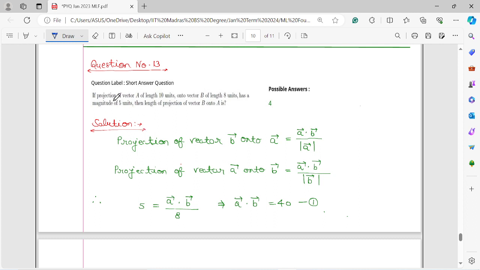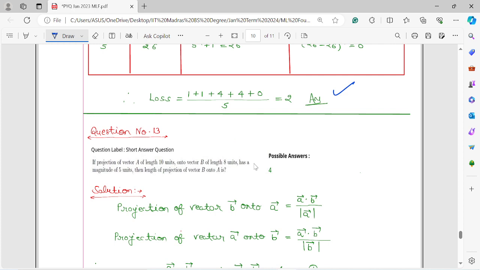Problem 13: if the projection of vector A of length 10 units onto vector B of length 8 units has a magnitude of 5 units, then the length of the projection of vector B onto A is? Assume there is some vector B of length 8 units, and there is some vector A of length 10 units, and we have to project this vector onto this B vector.